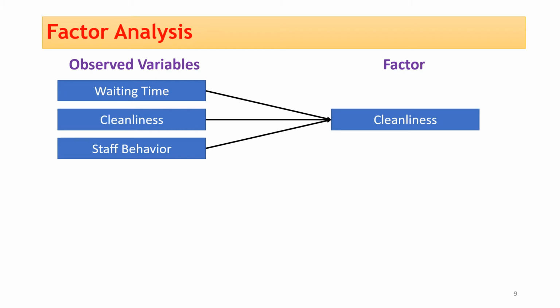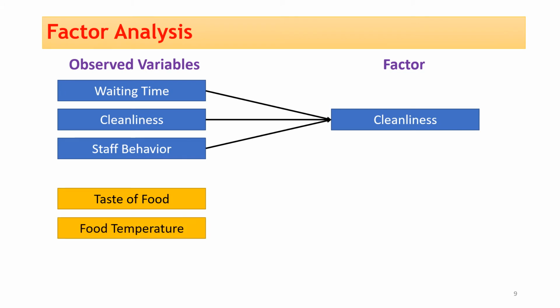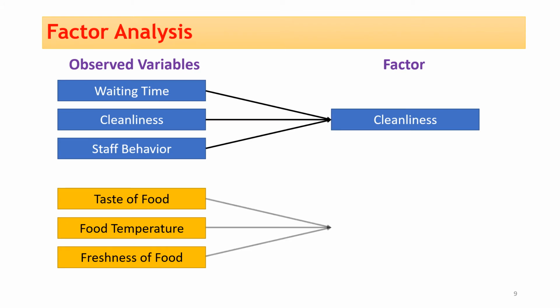Similarly, let's take another example. Suppose we again have three observed variables: the first one is the taste of food, then the food temperature and the freshness of food. So which is the common factor among these three observed variables, that is taste of food, food temperature, and freshness of food? It means all these three observed variables are related to food.